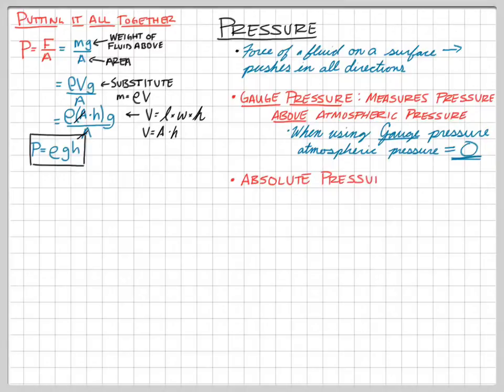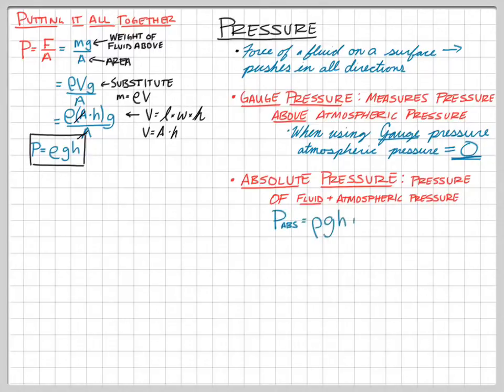Absolute pressure, on the other hand, measures the pressure of the fluid plus atmospheric pressure. So absolute pressure is the fluid plus atmospheric pressure. So the way that we're going to do this is to say that absolute pressure is rho g h, the pressure of the fluid, plus the pressure of the atmosphere. That gives me absolute pressure.